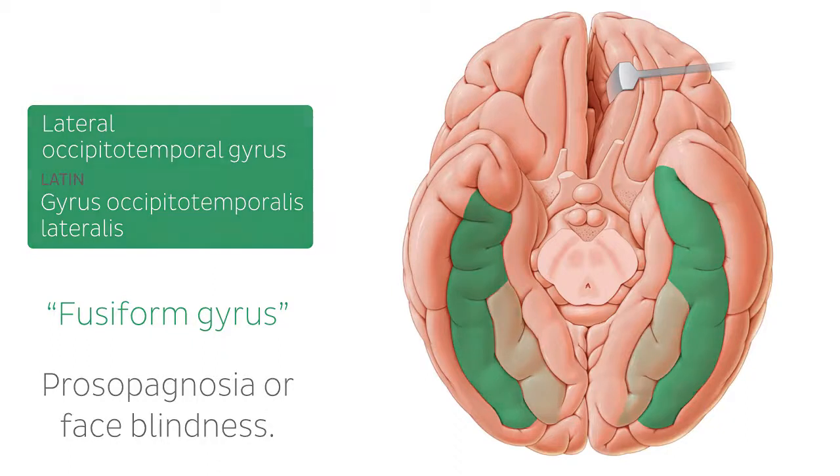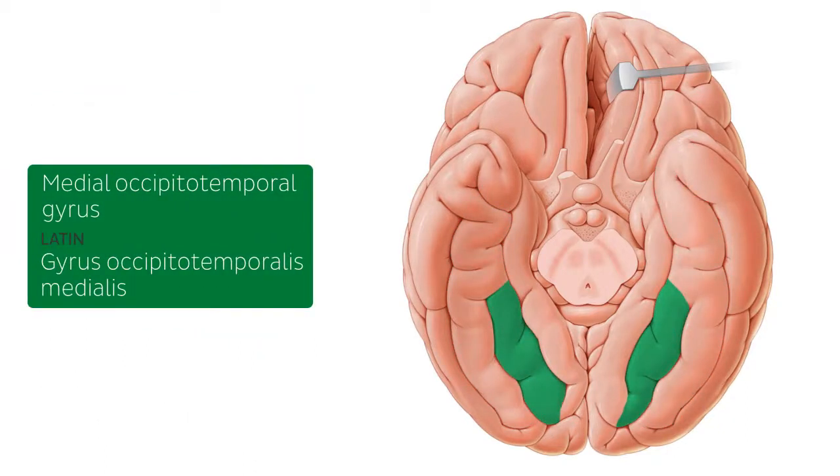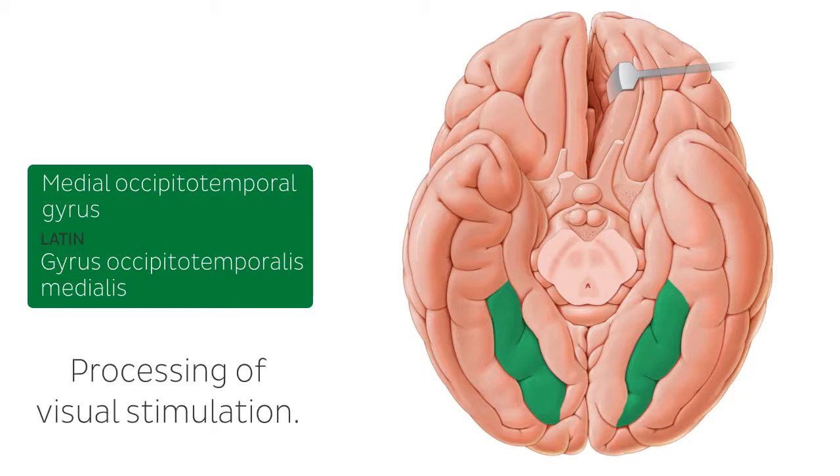Now, the next structure we're going to be highlighting here is known as the medial occipitotemporal gyrus. Going back to the basal view of the brain here, the next gyrus we see in this area is this short gyrus, known as the medial occipitotemporal gyrus. And as the name suggests, this gyrus is located medial to the previously described lateral occipitotemporal gyrus. It is involved in the processing of visual stimulation.